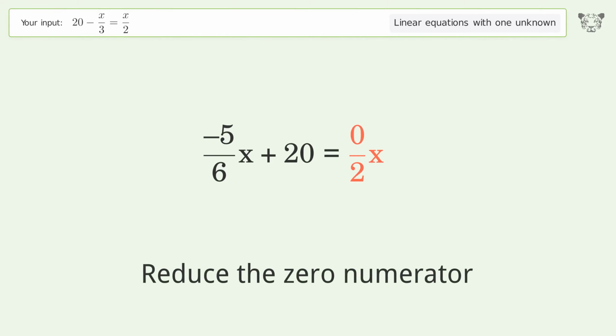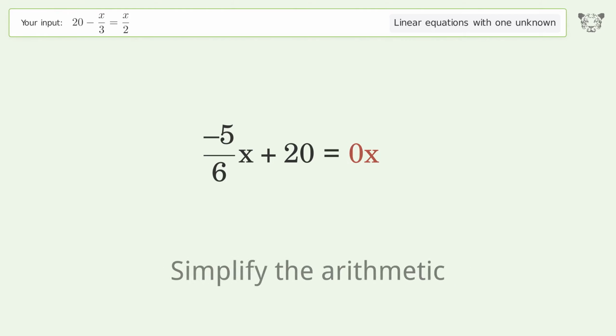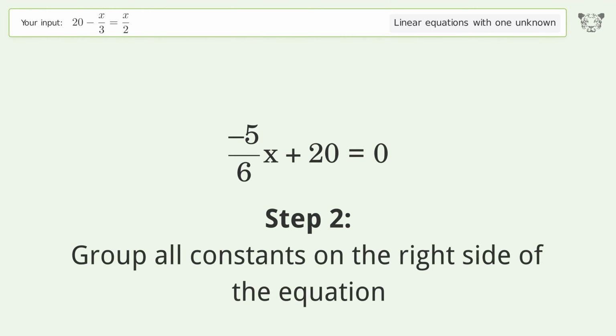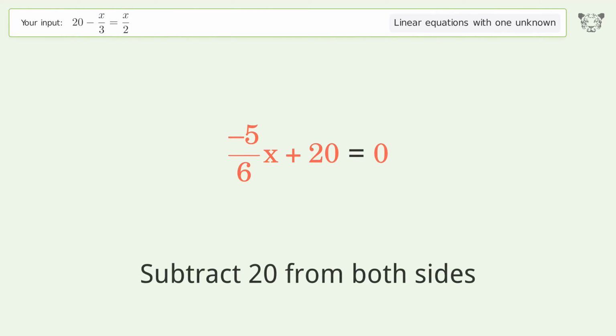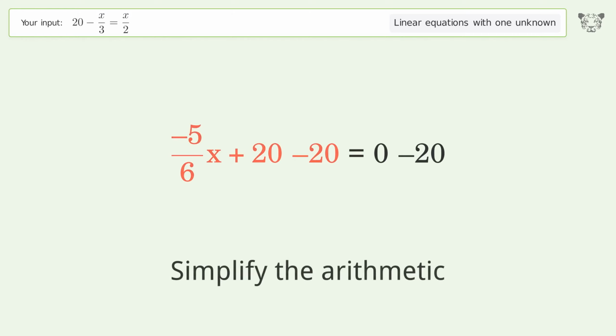Reduce the zero numerator. Simplify the arithmetic. Group all constants on the right side of the equation. Subtract 20 from both sides. Simplify the arithmetic.